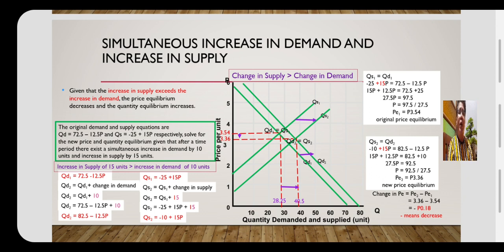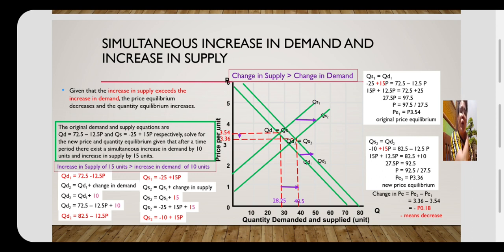This is also our procedure in deriving the new supply equation. So the new supply equation can be derived by adding the change in supply from the original supply equation. And given that our original supply equation is negative 25 plus 15P, adding to it the change in supply, which is increased by 15 units, then we will introduce plus 15. Plus because it is increased.